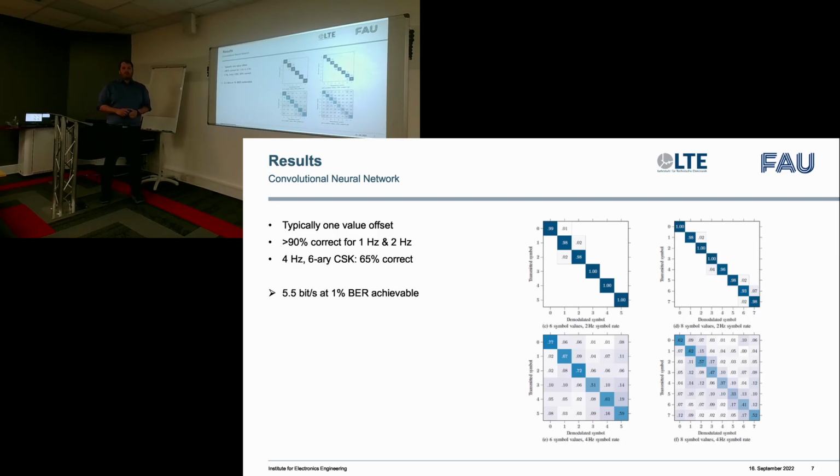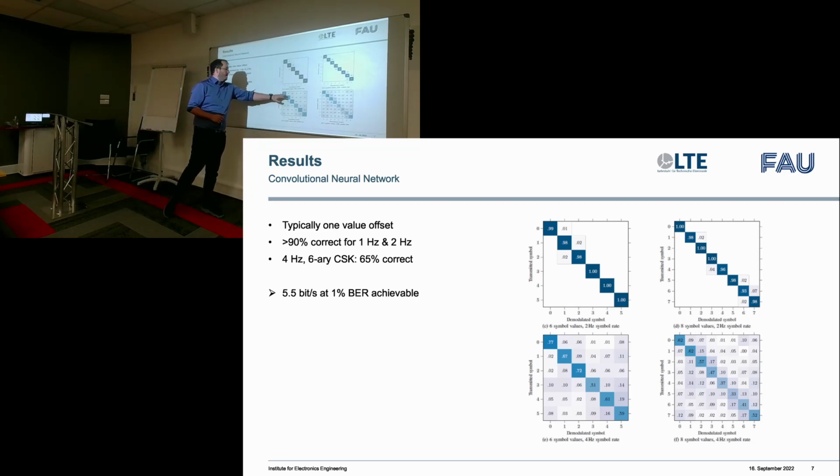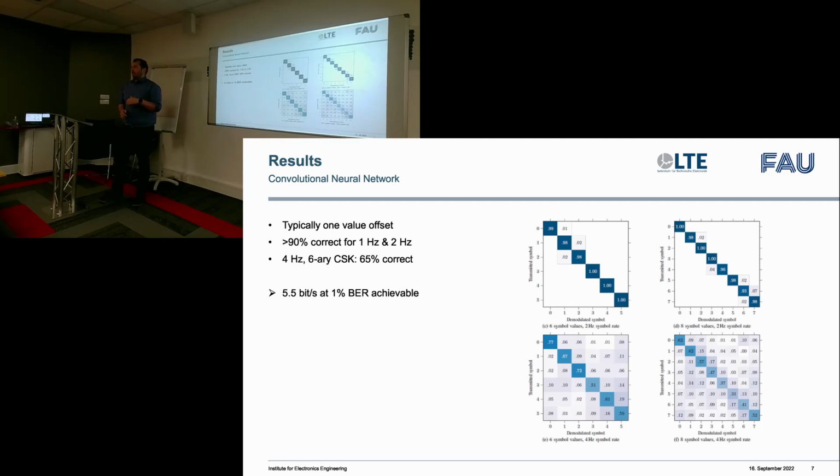completely correctly demodulated symbols. Now, applying some binary encoding and so on to use our syndrome of neighboring errors, we get a net data rate which is achievable of about 5.5 bits per second with a remaining bit error rate of 1%.